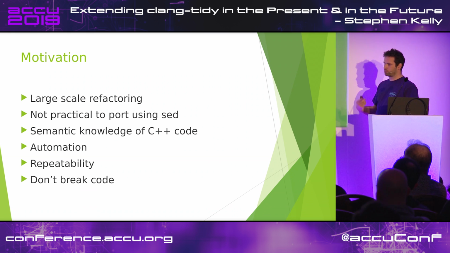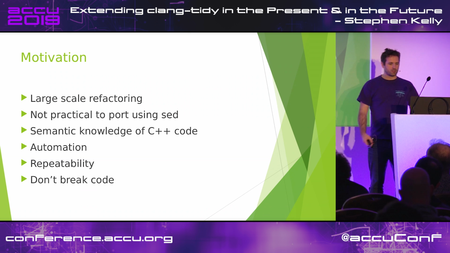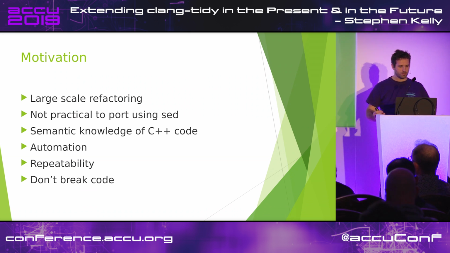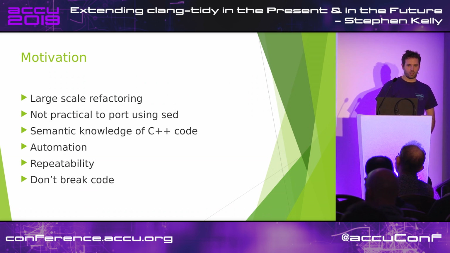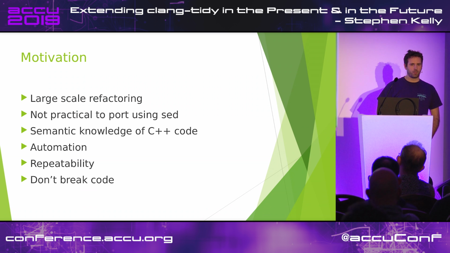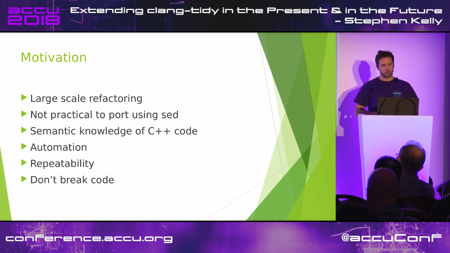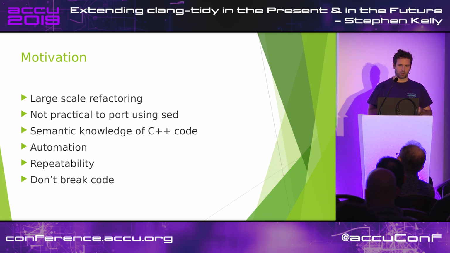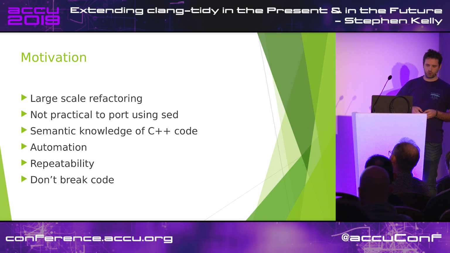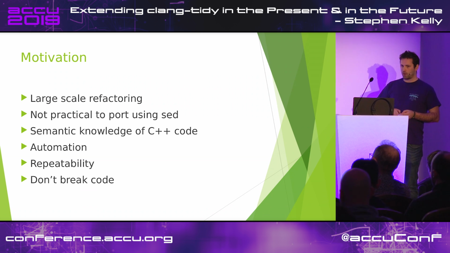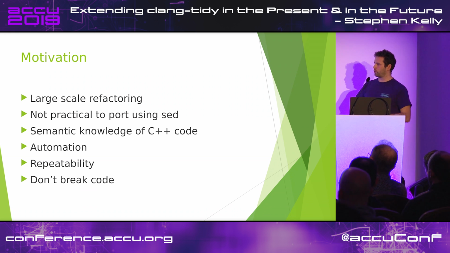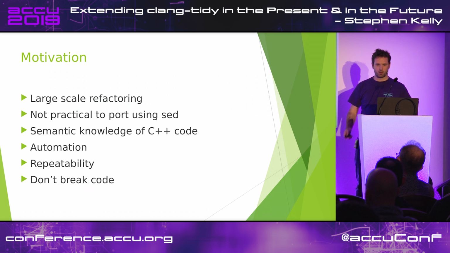So we can use this system to do large-scale refactoring, where it's not practical to port using text processing tools, because Clang tooling has semantic knowledge of your C++ code. It knows that you're calling functions. It knows that you have binary and unary operators. It knows what a pointer and a reference are. We can automate this. We can put it in our CI. We can fail if there's new diagnostics about anything, so we can enforce that people don't start using the new or the old type in new code. And we can hopefully write this in a way that we don't break existing code, even though we're changing a lot of code at the same time.